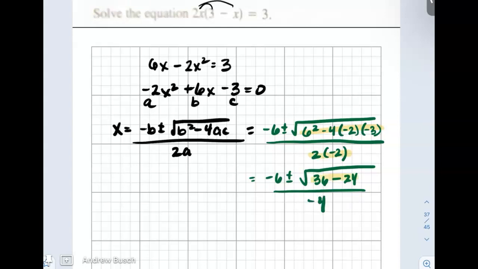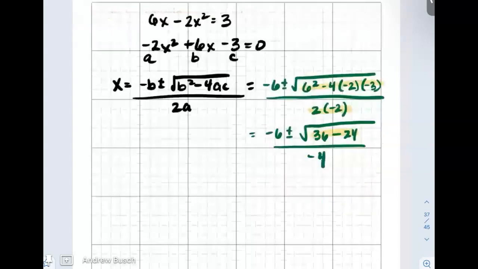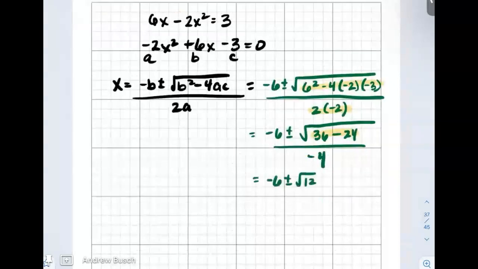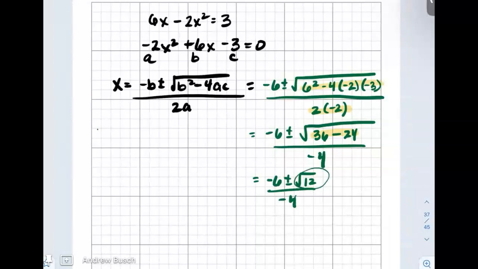Let's go ahead and finish the inside of the square root. You end up getting 12 when you subtract those values. Then you're going to want to break down any radicals if you can. So we're going to do a prime factorization for radical 12. Radical 12 breaks down into square root 2 times square root 6. Square root 6 breaks down into square root 2 times square root 3.